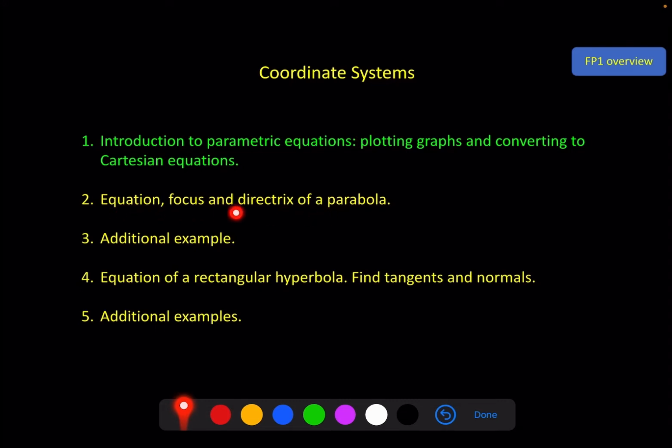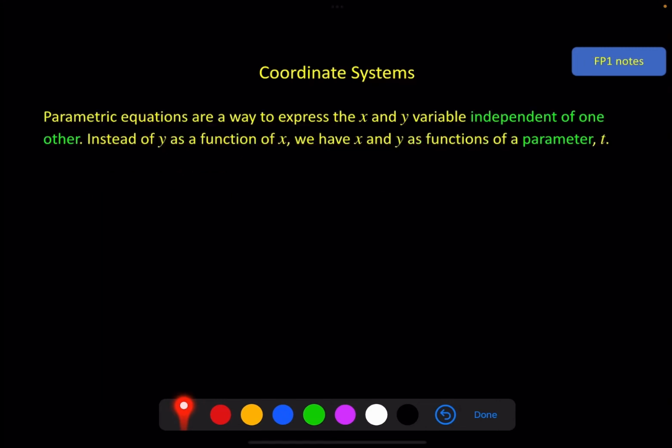We'll look at some stuff with parabolas here with an additional example, and then for this one we'll focus on tangents and normals and a couple of additional examples there. The reason I've put these as separate sections is because they come with their own exercises in the textbook. So here we go with parametric equations.